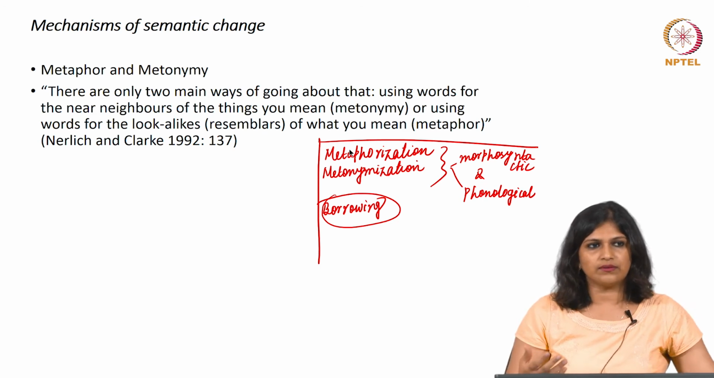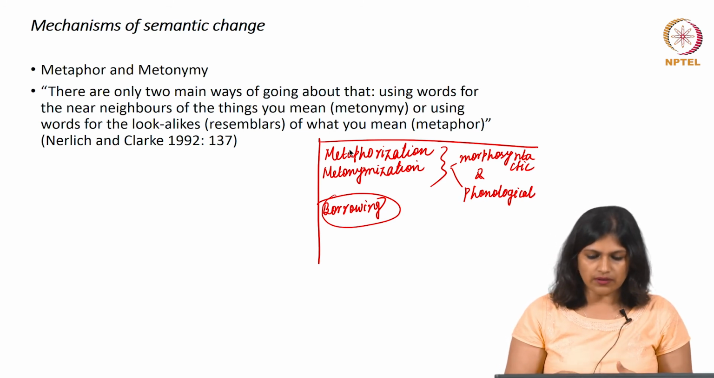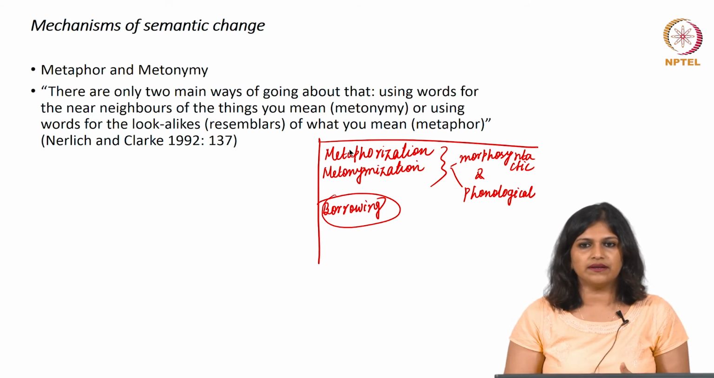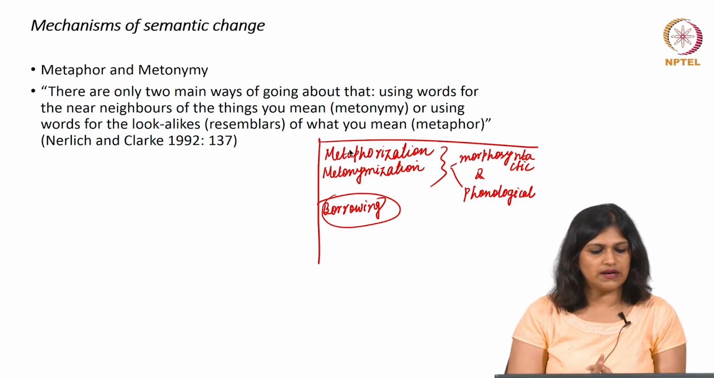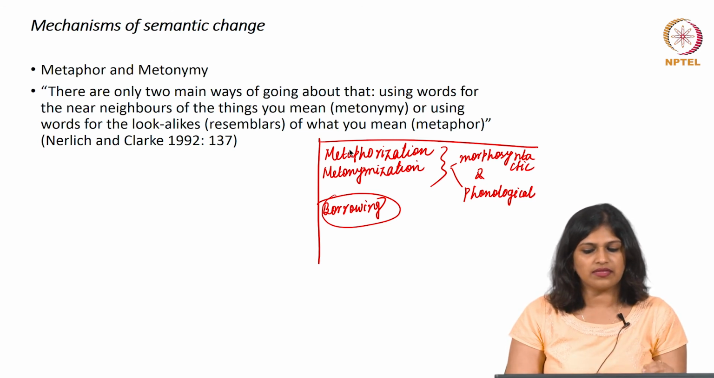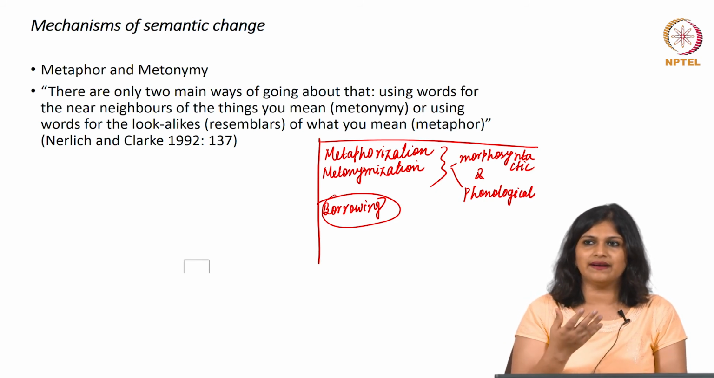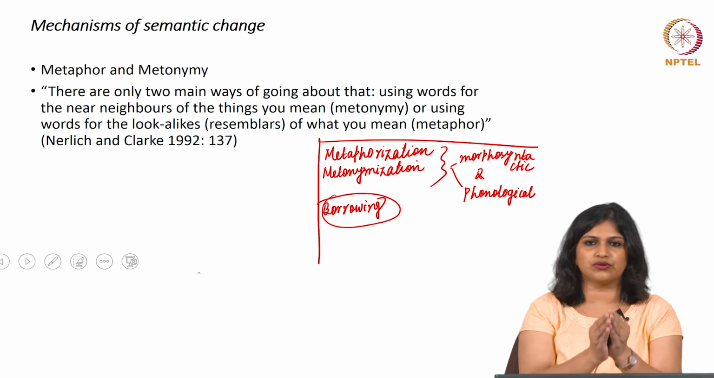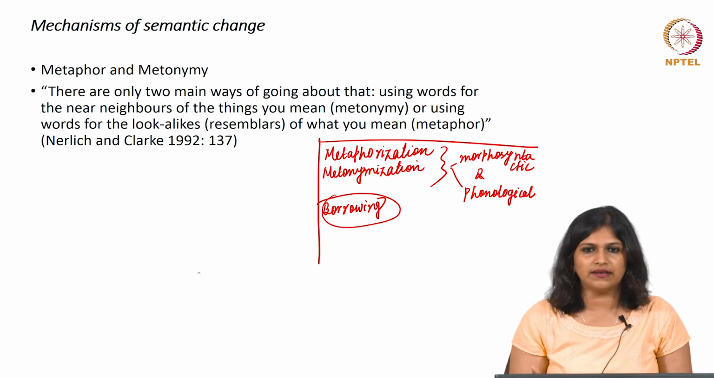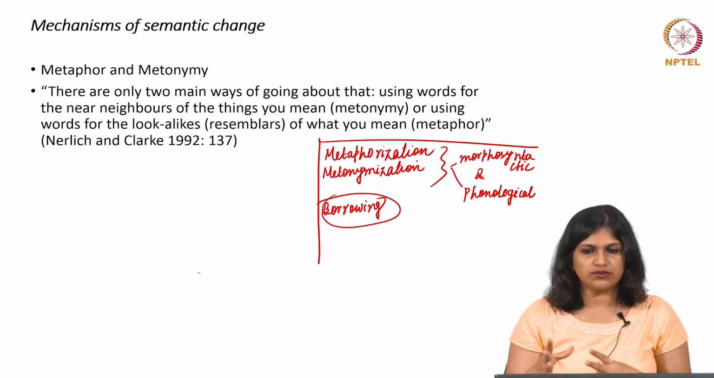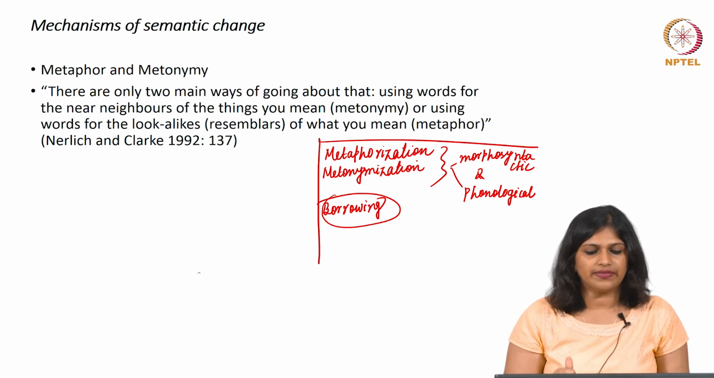What kind of phenomenon is that as far as semantic change is concerned? What exactly happens here? The speech community, the language speakers, what do they do? They use words for the near neighbors of the things that they mean, right? Let us say, when you say bank, bank could be some other things also. Bank could be a store, an office, a river bank. So, when you are thinking about metonymy or metonymization, it is going to be some sort of related meanings, using words for the near neighbors of the things that you mean.